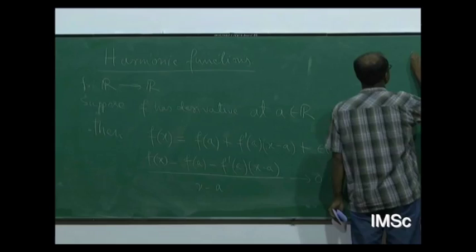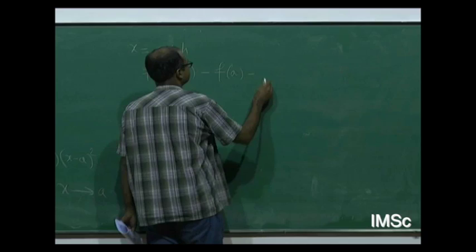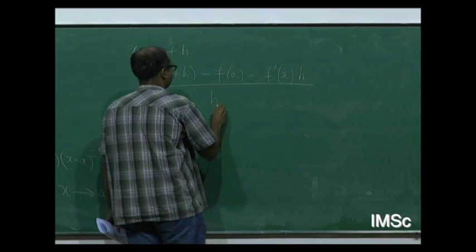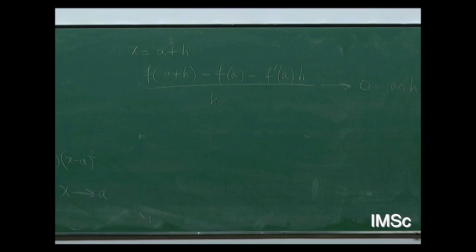We can make it a little more familiar by writing it like this. So x can be written as a plus h, then I write f of a plus h minus f of a. So this goes to 0 as h goes to 0. If we take this as a definition, then we can get back to the usual definition of derivative.